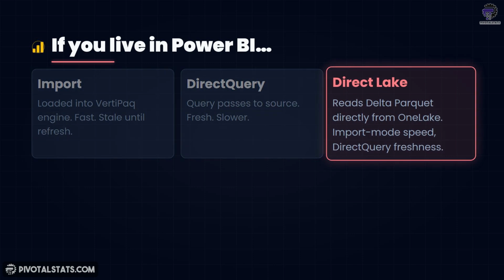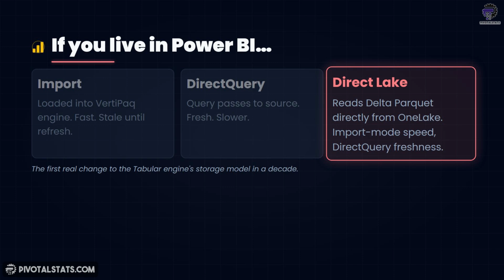You already know about import and DirectQuery. Direct Lake is a third storage mode where the semantic model reads Delta Parquet files directly from OneLake without importing them and without translating to SQL like DirectQuery does. You get something close to import mode performance with something close to DirectQuery freshness. Because there is no refresh, the model just reads the latest file.